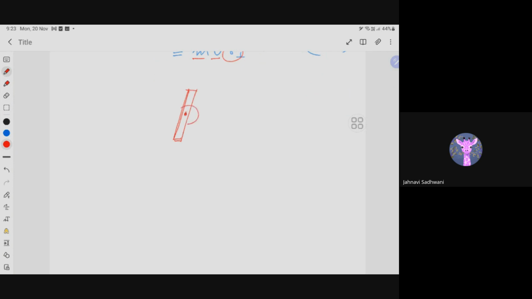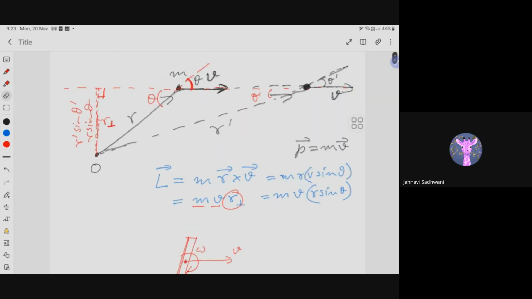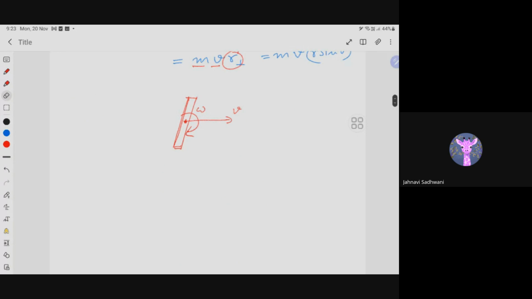Angular momentum of an extended body, which is say rotating about its center of mass with omega, as well as going forward with V, and omega has no relation with V. Okay, it may be spinning very high and going forward, it may not be spinning that high and going forward. It may not have a spin at all as in the previous case and going forward.